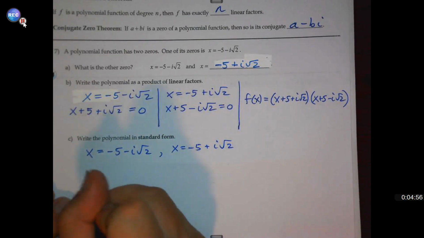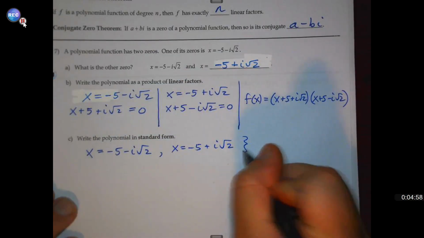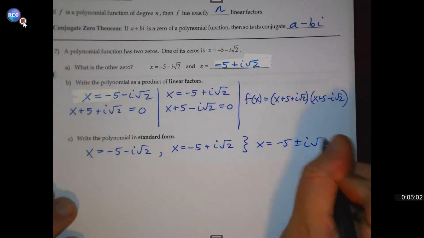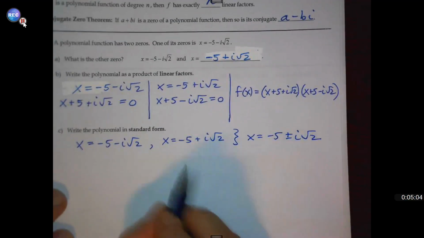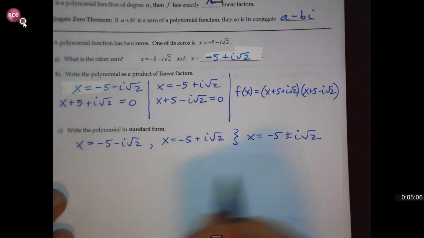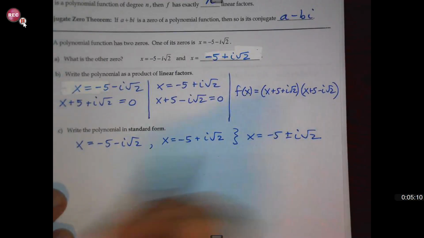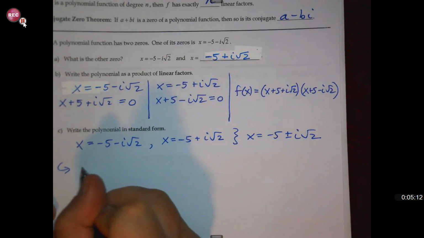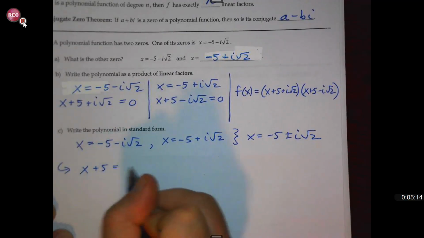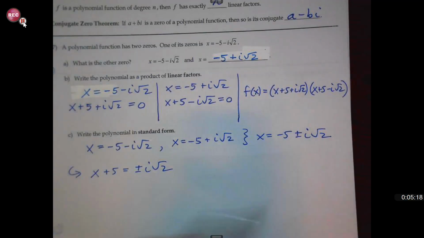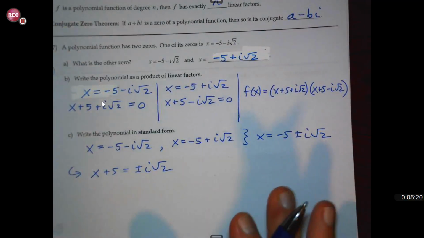Now I could write this as x equals -5 plus minus i radical 2, just to combine these two together. And if I take this equation and add the 5 to the other side, I'm going to have x plus 5 equals plus minus i radical 2. So what I'm doing is isolating the imaginary part.